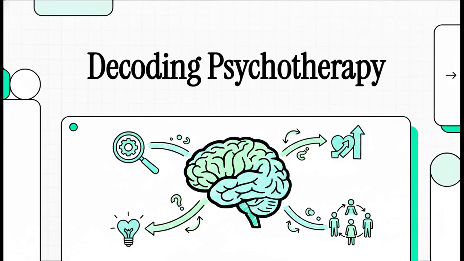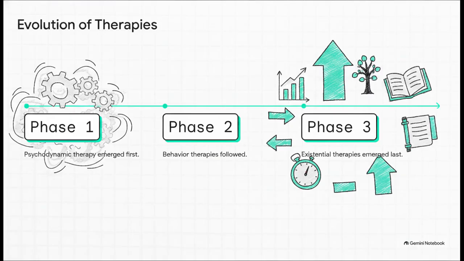But today, we're going to make sense of the whole shebang by exploring the three major historical forces that fundamentally shape how therapists approach human distress. By the end of this, you'll have a crystal clear framework for classifying and understanding exactly how different therapies work, and more importantly, why they work. We can clearly trace the evolution of therapy across three distinct eras.